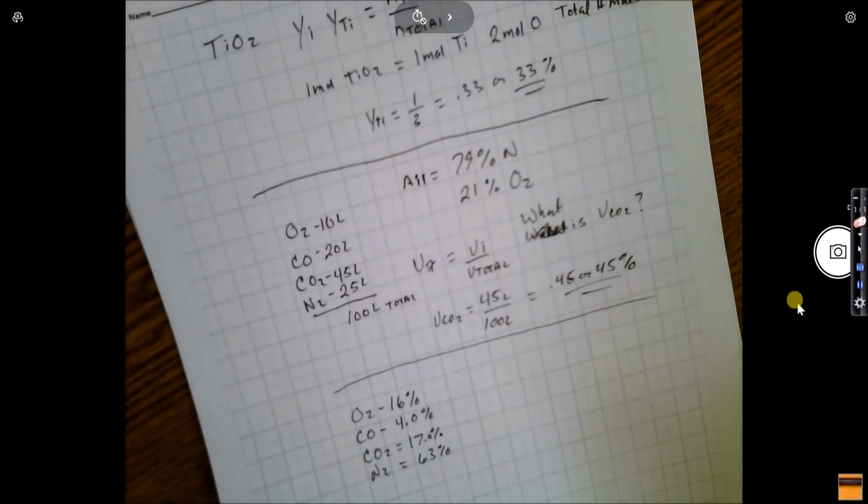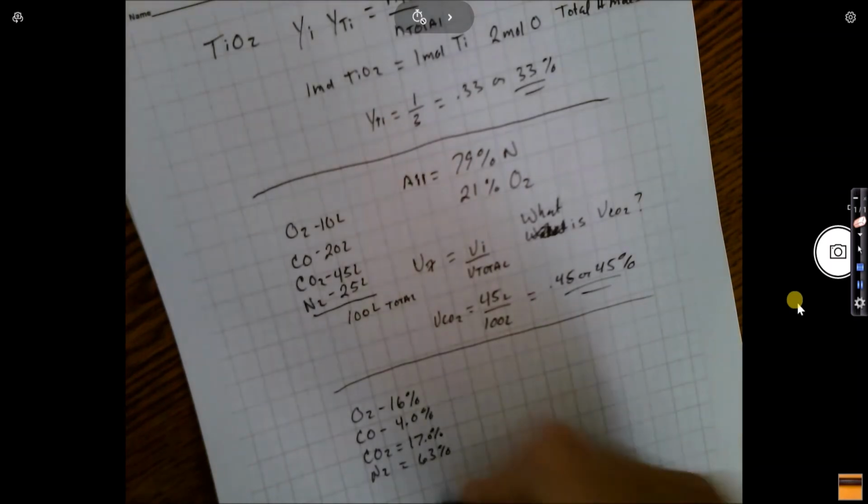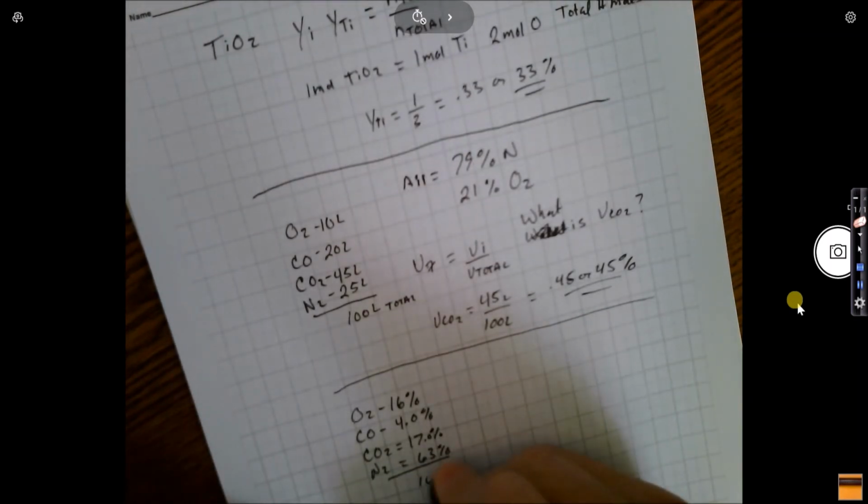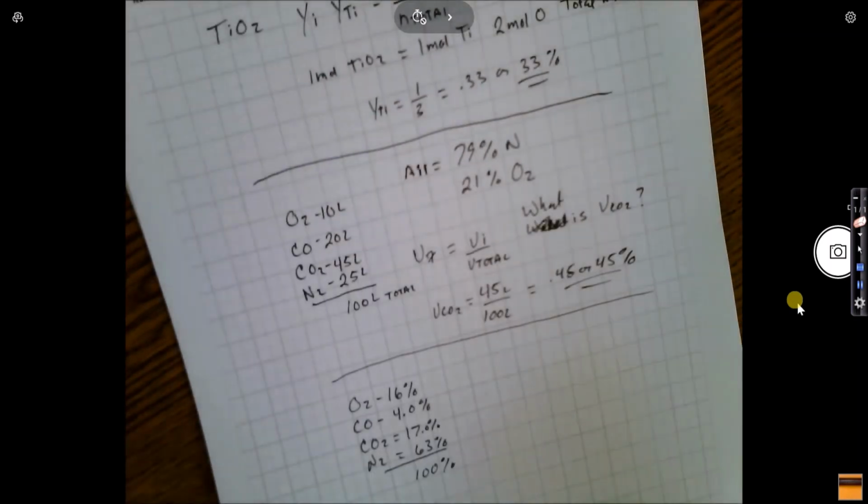So let me make sure. This has to add up to 100. And that's 96.4. I made a mistake somewhere. Oh, actually, this is 4. So yes, it adds up to 100. My bad. No, I cannot do this in my head. I'm just not that good.